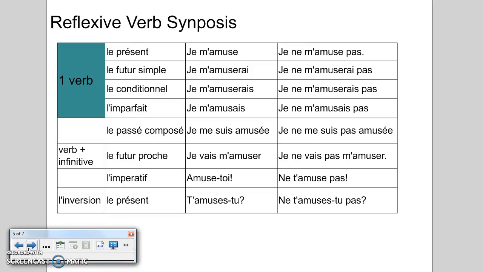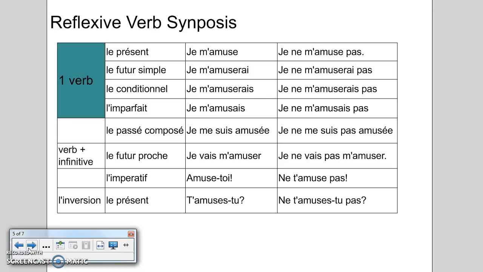You can take a moment and copy this chart. What it does is it's just gone through and done the je form. It's almost like a verb synopsis. I switched the tu for the imperative because you can't give yourself a command. So for example, it gives you le présent, le futur simple, le conditionnel, l'imparfait, and you can see all of those examples. All of those is when there's just one verb form. And then of course on the right hand side is the negative. But then we have the passé composé. So we see je me suis amusé, and then the negative, je ne me suis pas amusé.